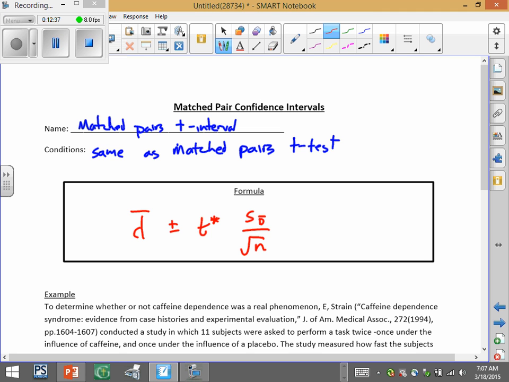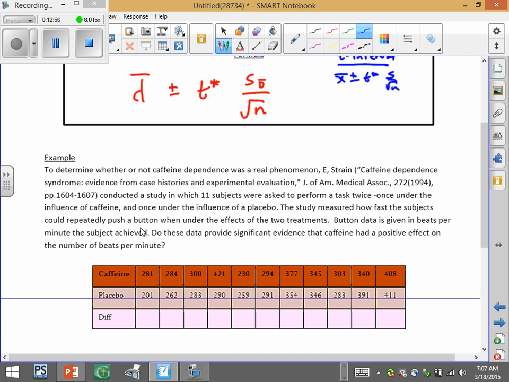So it's a lot like, if you recall, the t interval, kind of a side note here, that was x bar plus or minus t star, and then s over square root of n. We're just putting that subscript d on it: d bar as the average of the differences, and the standard deviation of the differences. So here, to determine whether or not caffeine dependence was a real phenomenon, they conducted this study. Take a moment and put that into list 1 and list 2 and create your difference list in list 3.